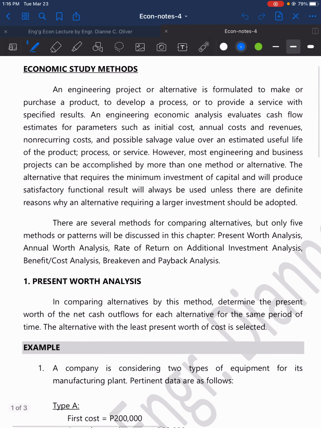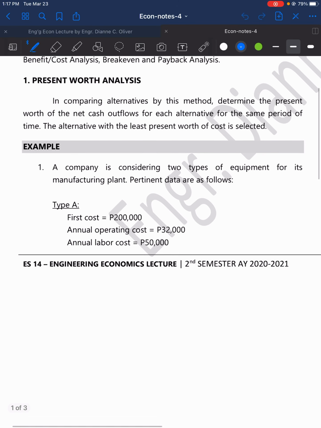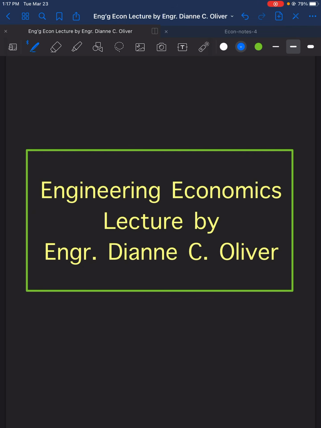Now, the first one, we have the present worth analysis. In comparing alternatives by this method, determine the present worth of the net cash outflows for each alternative for the same period of time. The alternative with the least present worth of cost is selected. Now let's solve the sample problem given in this handout.